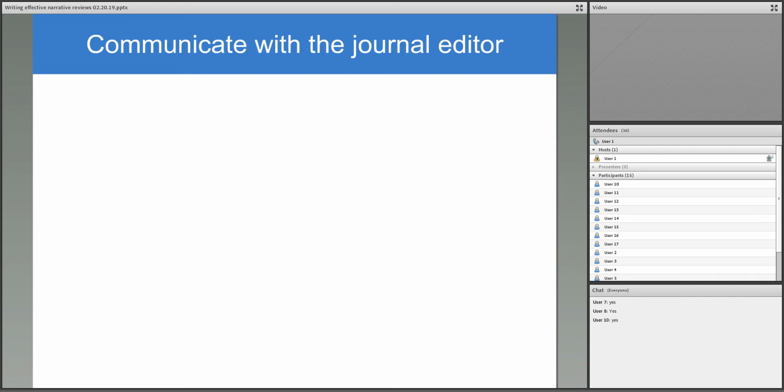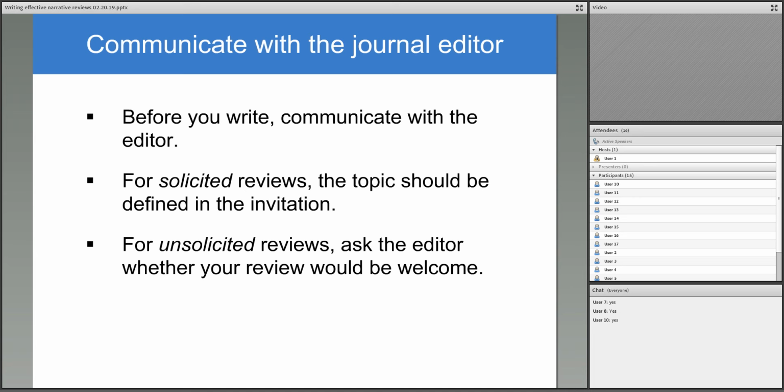Purpose is everything in a review, and an early and necessary step in the process of defining the review's purpose is communicating with the journal editor. So before you start writing, communicate with the editor of the target journal to establish and define the review topic. For solicited reviews, the topic should be defined in the invitation. For unsolicited reviews, contact the editor of your target journal and ask whether the review topic and approach to that topic you have in mind would be welcome.